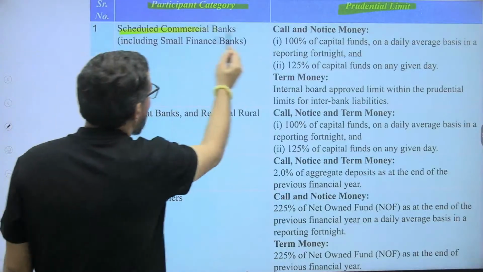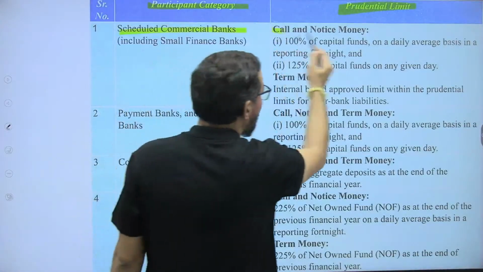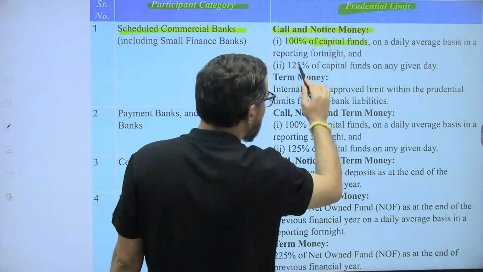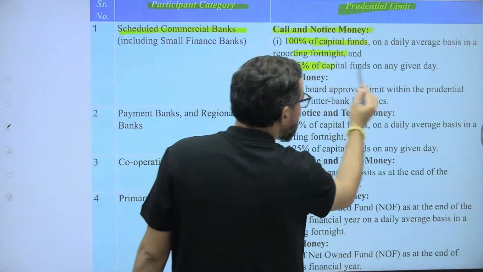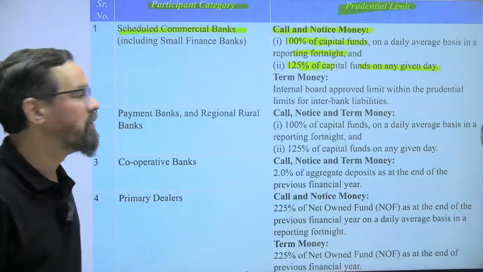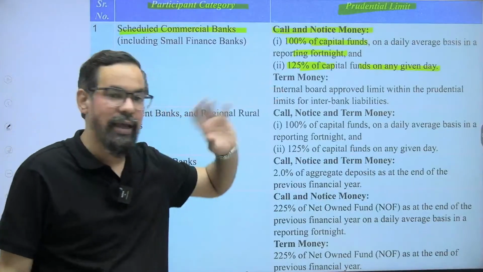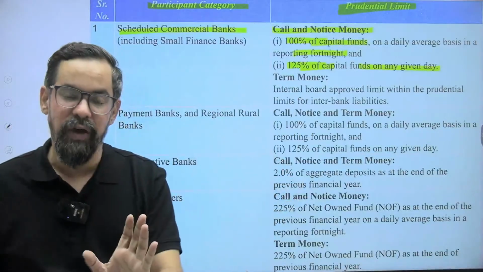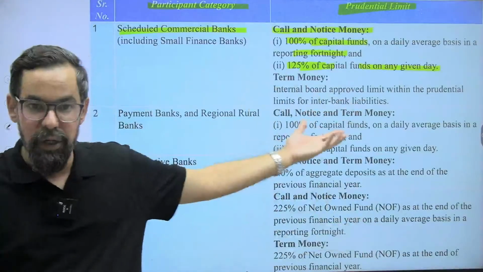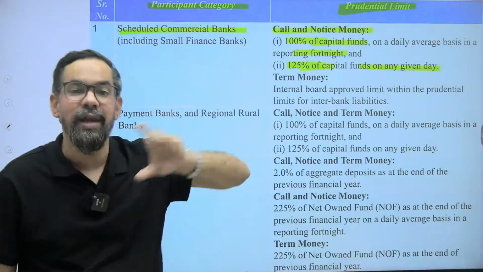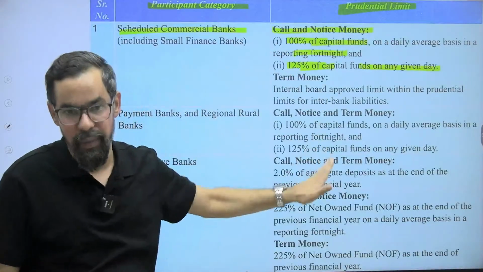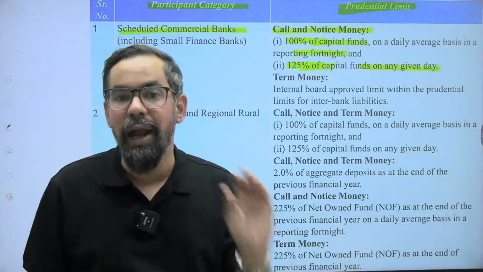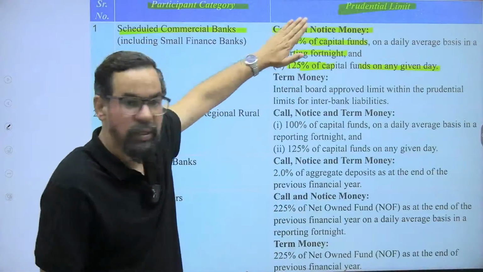Scheduled commercial banks, excluding small finance banks, can borrow in call and notice money up to 100% of their capital funds on a daily average basis over the reporting fortnight, and 125% of capital funds on any given day. On any random day, say the 5th, it can be 125%, but on the reporting average it should be 100% of capital funds. If capital funds are 100 crore rupees, a bank can borrow a maximum of 100 crore rupees on average through call and notice money.